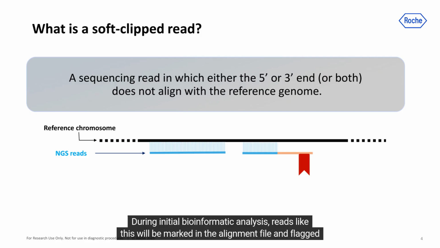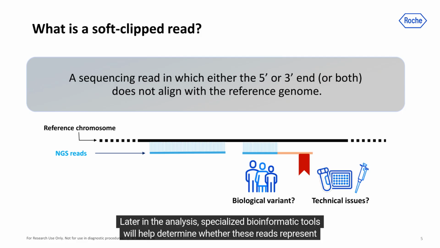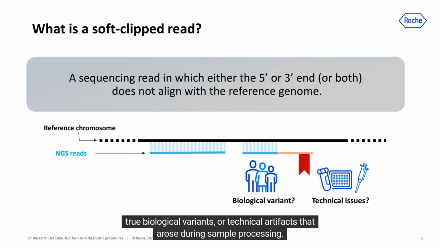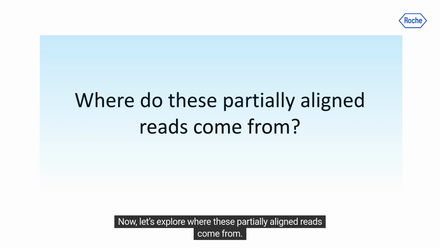During initial bioinformatic analysis, reads like this will be marked in the alignment file and flagged for further analysis. Later in the analysis, specialized bioinformatic tools will help determine whether these reads represent true biological variants or technical artifacts that arose during sample processing. Now, let's explore where these partially aligned reads come from.